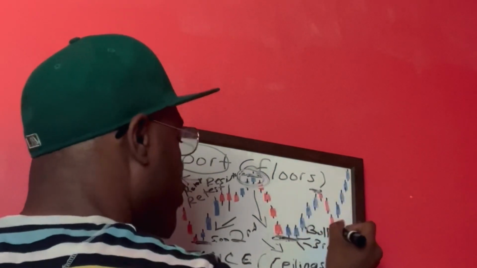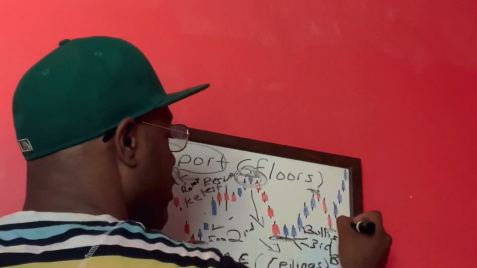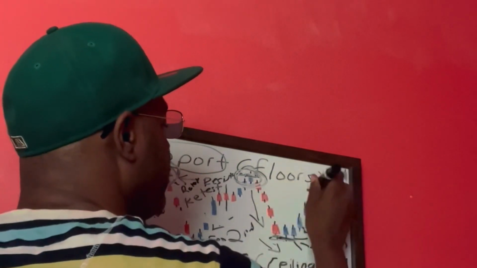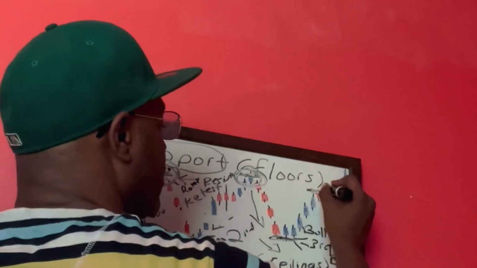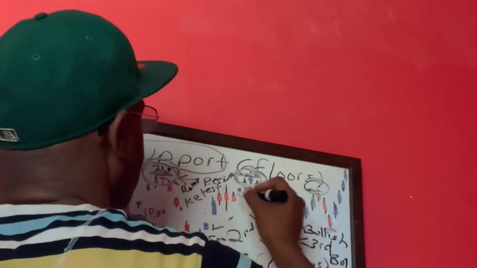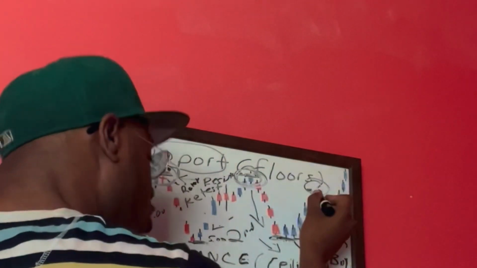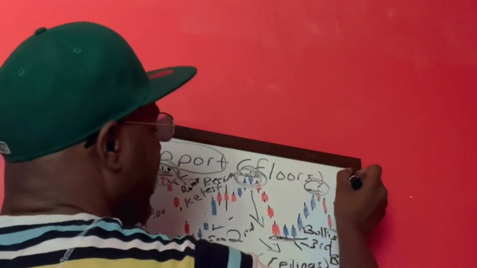Create what is called a pullback. All right. And what happened? It went up. It breached your previous resistance, which is right here. So this is your first resistance, second resistance, third resistance, fourth resistance. But it breached that. So what that means is that it's going to possibly, keyword, possibly continue to go up and continue to trend.